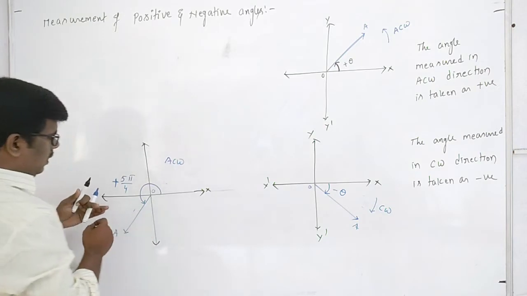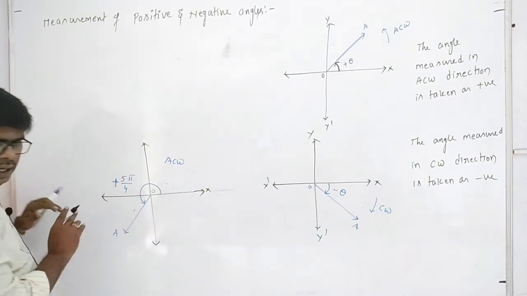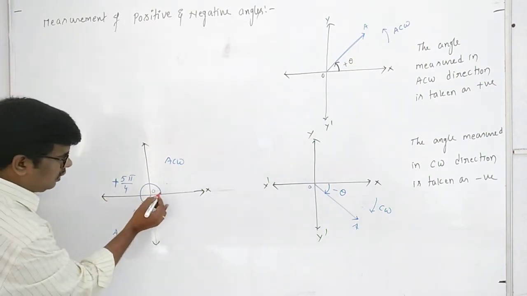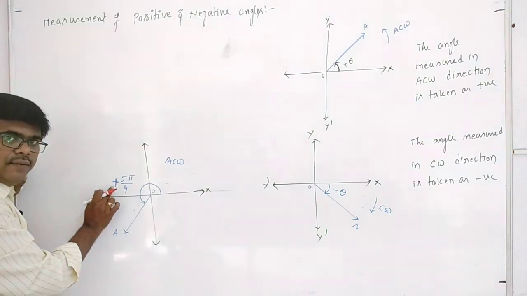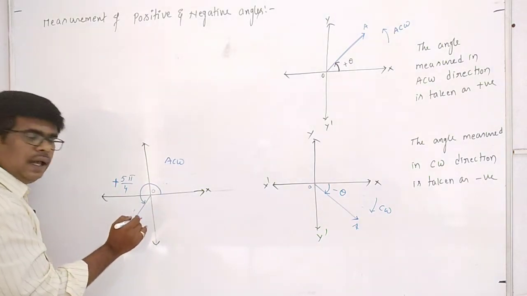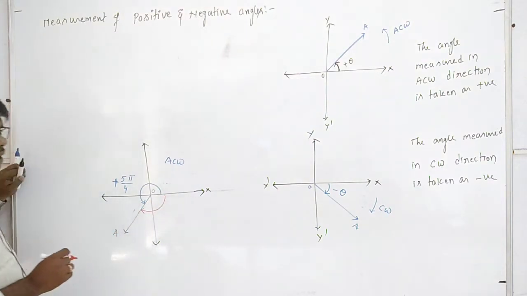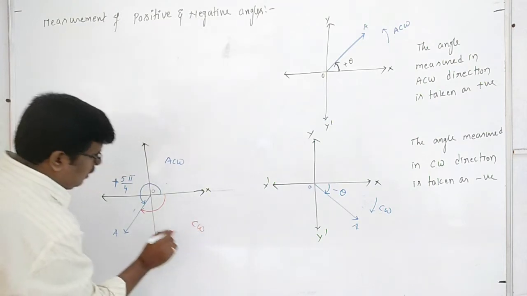Same here. If you measure the angle in this way, and if you measure the angle in the other direction like this, that is anticlockwise. That's why we took it as the positive sign. If you measure the angle in the opposite direction, that means the clockwise direction, this is clockwise.